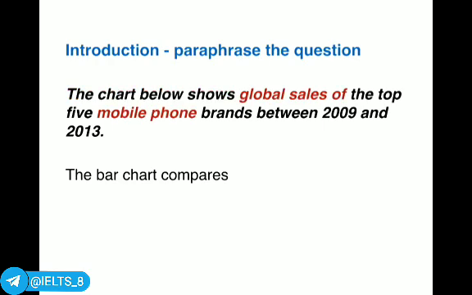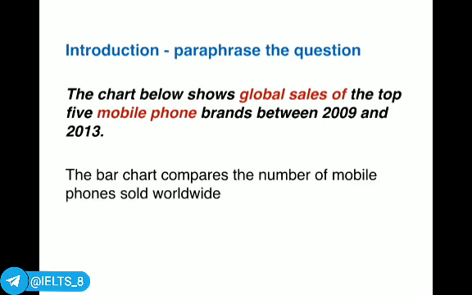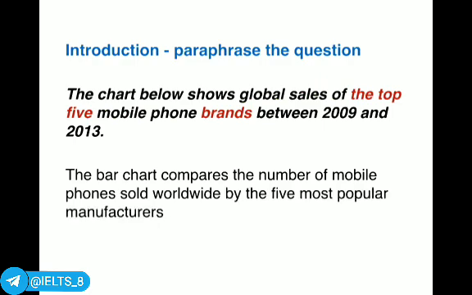Next, global sales of mobile phone. I'm missing out the top 5 brands for now. So global sales of mobile phone, the number of mobile phones sold worldwide. Now we'll go on to the top 5 brands by the 5 most popular manufacturers. Manufacturers means makers, producers.